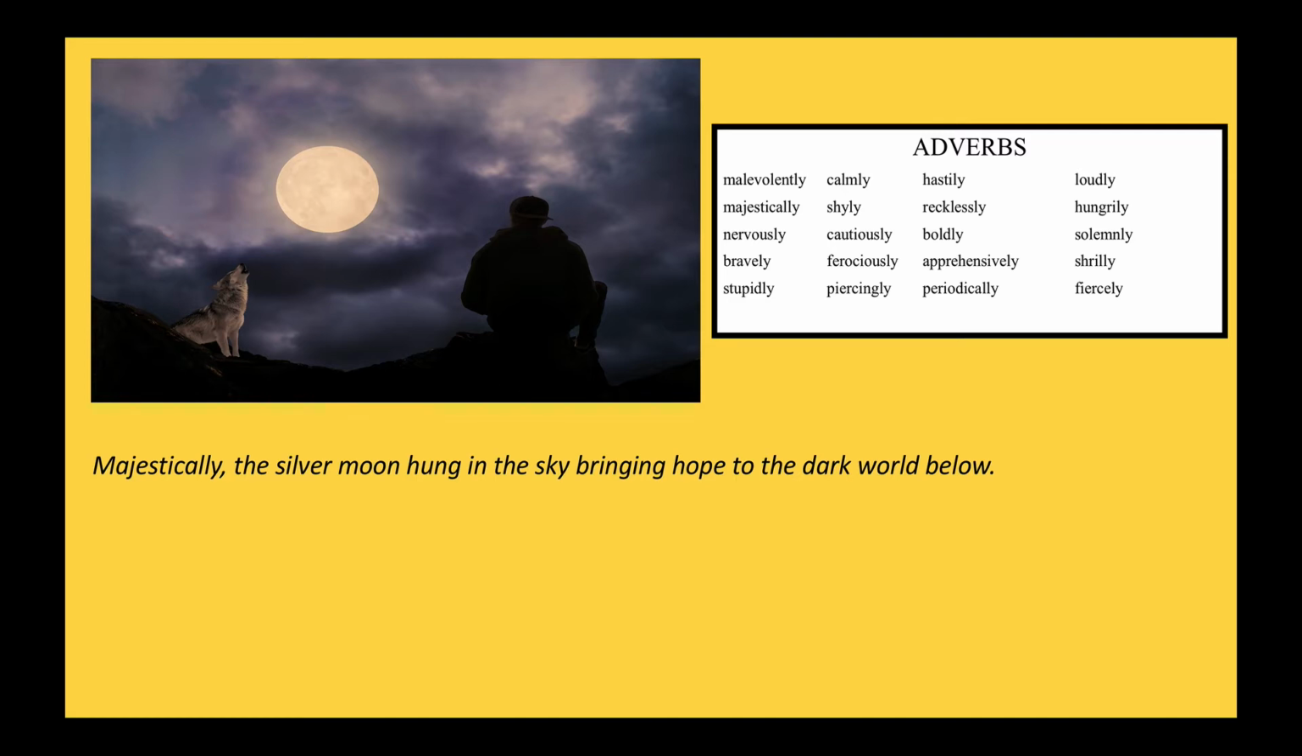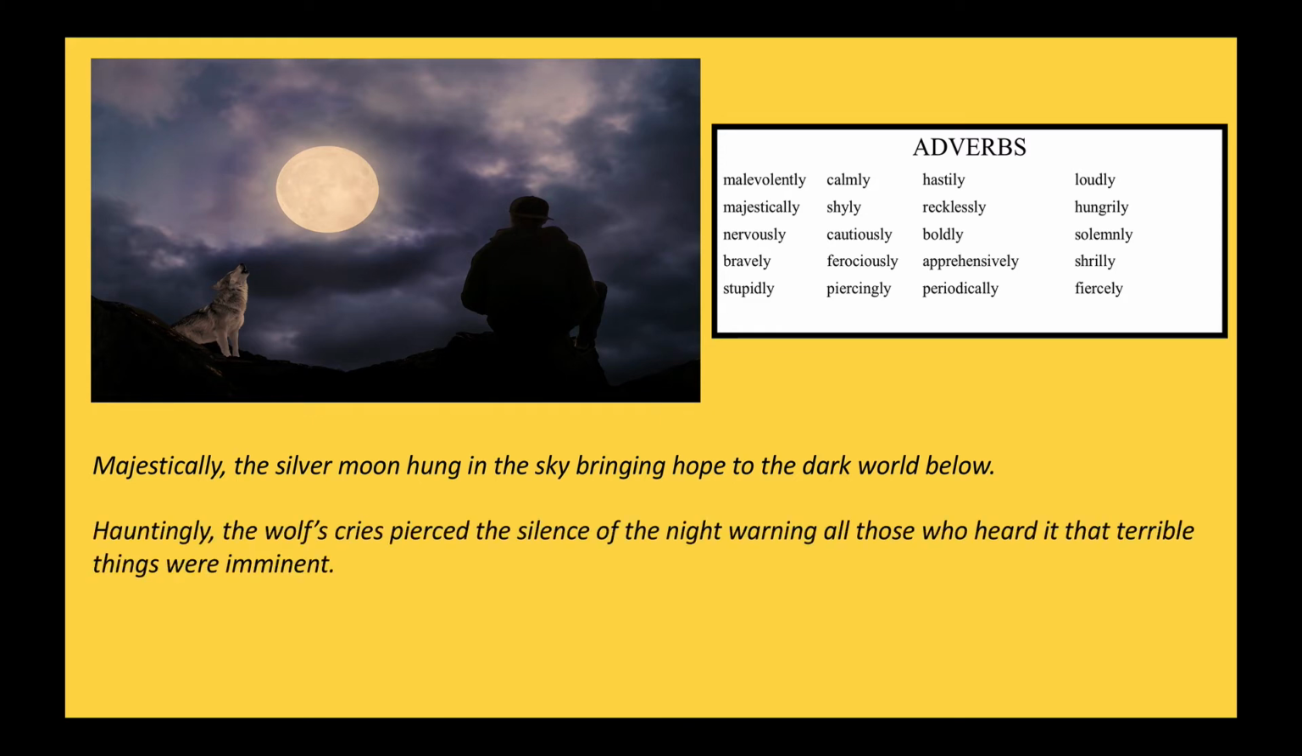Majestically, comma. The silver moon hung in the sky, bringing hope to the dark world below. So if you really put some time and effort, you can fill your sentences with images and make them very powerful. Hauntingly, comma. The wolf's cries pierced the silence of the night, warning all those who heard it that terrible things were imminent. Imminent means coming. On the way, that terrible things were coming. So the howl of the wolf was a sign, was an omen that something bad was coming.